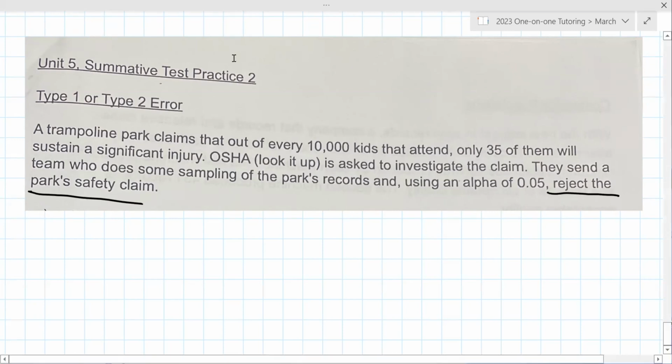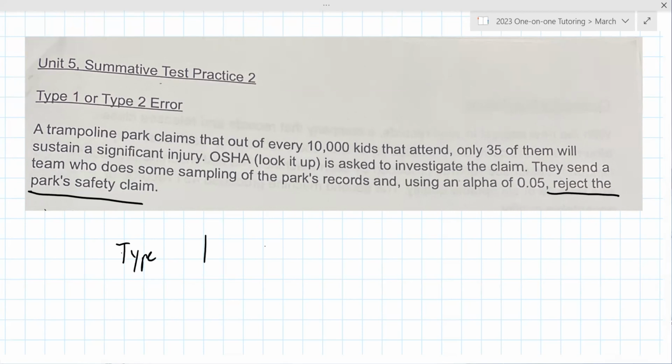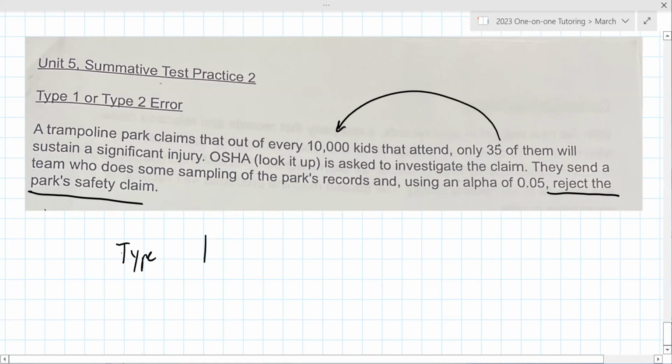So which type of error is that? Type 1. Type 1 is when you reject the null hypothesis when it's actually true. They're saying we're going to reject the null hypothesis, that we don't believe 35 out of 10,000 is the right number, but it actually is true. That's the language you want to hear over and over: reject the null hypothesis when it's actually true. You say something is not true, you reject it, but it really is true.